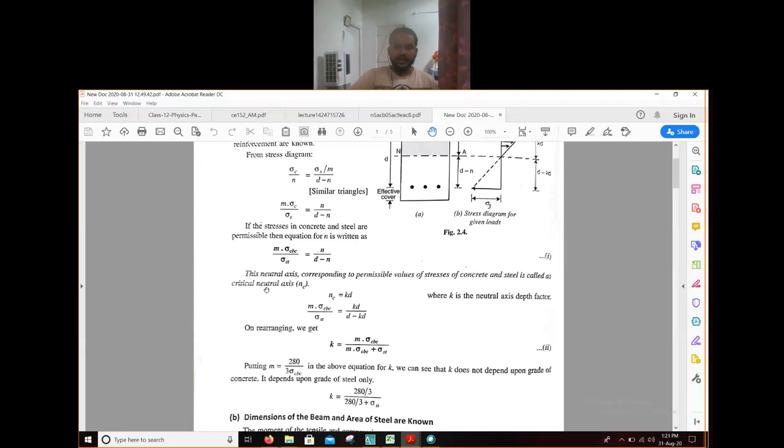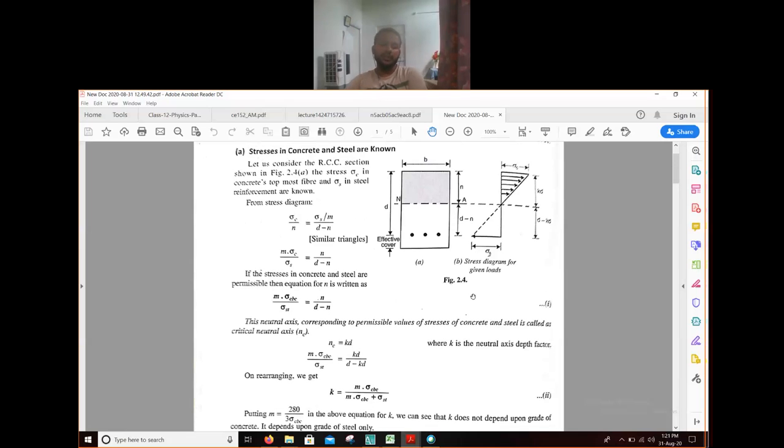This neutral axis corresponding to permissible stresses of concrete and steel is called the critical neutral axis. Not only in this chapter but in the next chapters also, we have to understand two terms: one is the actual neutral axis, another is the critical neutral axis. I will show you later how to find out the actual neutral axis.